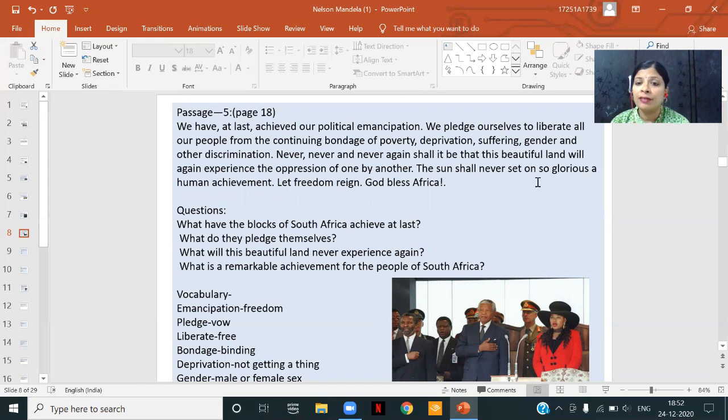The sun shall never set on so glorious a human achievement. So, which human achievement Nelson Mandela is talking about? That is, installation of non racial government is a human achievement, right? Let freedom reign. He says, let freedom exist. And he says, God bless Africa. So, this is the prayer for Africa.